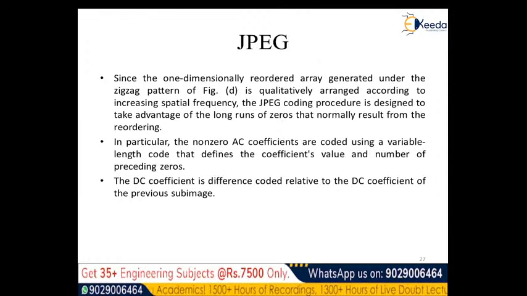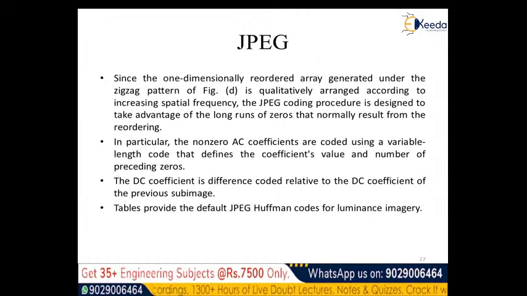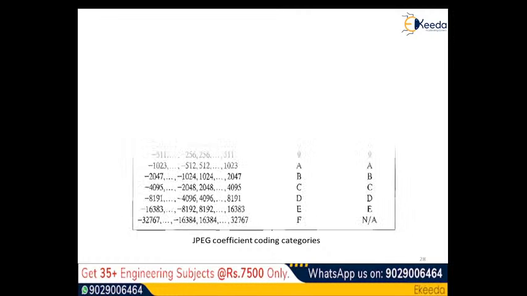The DC coefficient is difference coded relative to the DC coefficient of the previous sub-image. The tables provide the default JPEG Huffman codes for the luminance imagery. So here we have the tables. A table for JPEG coefficient coding categories here.